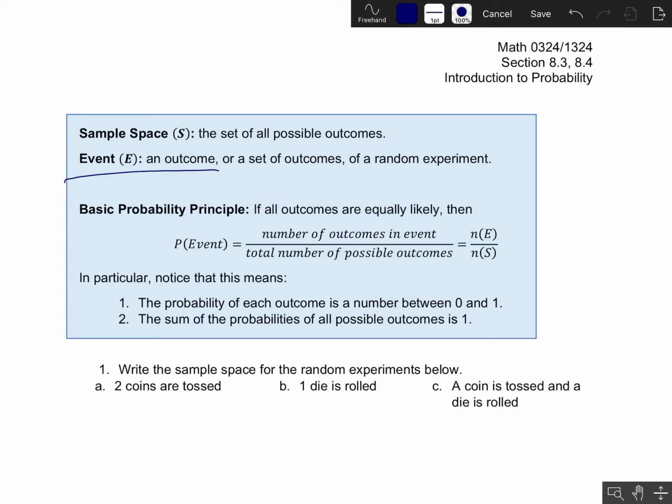And an event is an outcome or a set of outcomes that you might expect from a random experiment. So for example, I could talk about the event that I flip a heads. That would be just a subset of my sample space. I want to know the event that I flip a heads when it's possible to get either a heads or a tails.